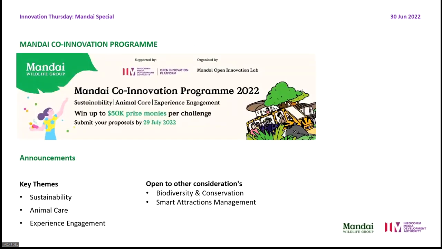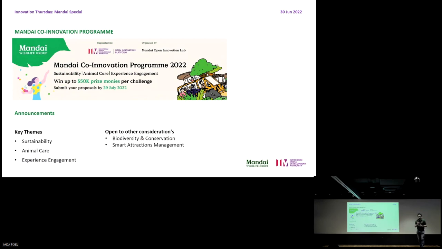Okay, so this challenge has a few key themes: animal care, guest engagement, experience engagement, covering the areas of biodiversity, conservation, and smart attraction management. You might be able to also talk to our sustainability colleagues through this particular program. So the prize money is 50K, and submit your proposal by the 29th of July. And guess what? We're going to organize a pitch session for you after that. That will happen in the zoo itself. So you'll come to the Singapore Zoo and we'll organize that pitch session for you before you get into the program.